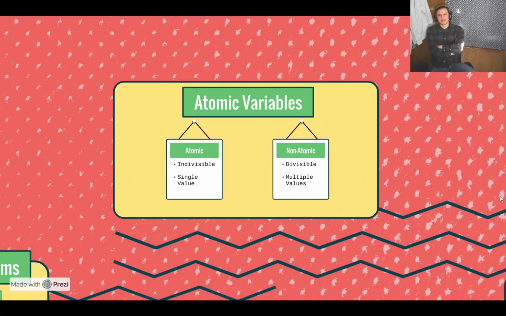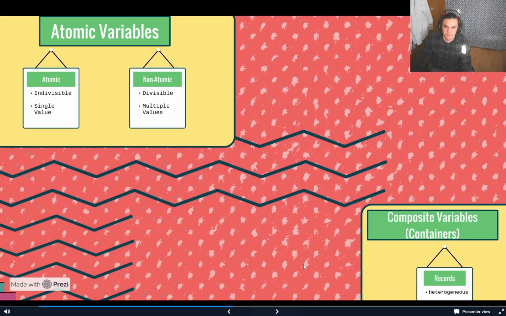Next, we're going to talk about atomic variables. So an atomic variable is indivisible and it is a single value. Something interesting about atomic variables is that the algorithms we were just talking about cannot be performed on atomic variables because it's only a single value. What's there to sort? What's there to search for? There's nothing. A non-atomic variable is divisible. It has multiple values. It can be broken into multiple parts. These are things like lists, arrays, objects. Let's go on to the next slide.